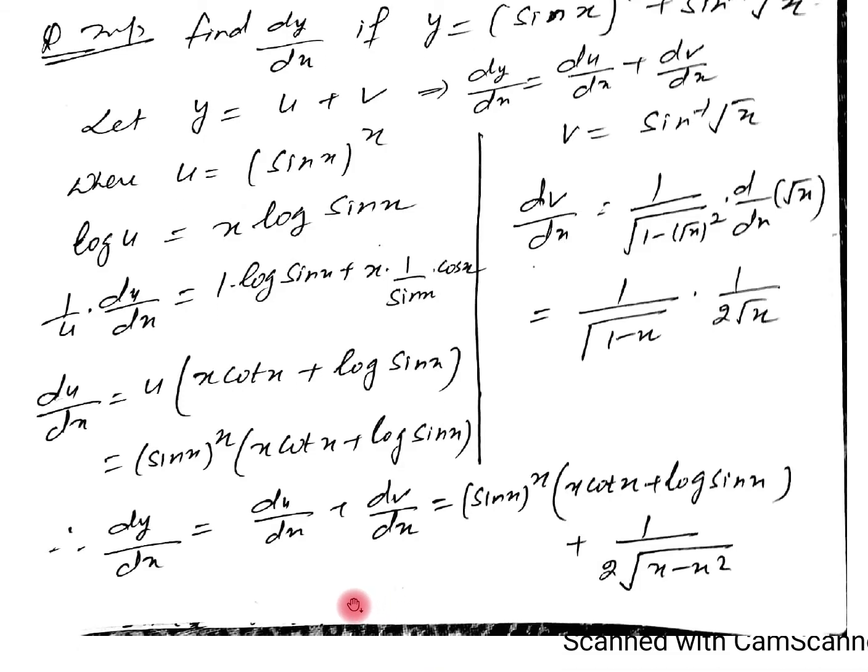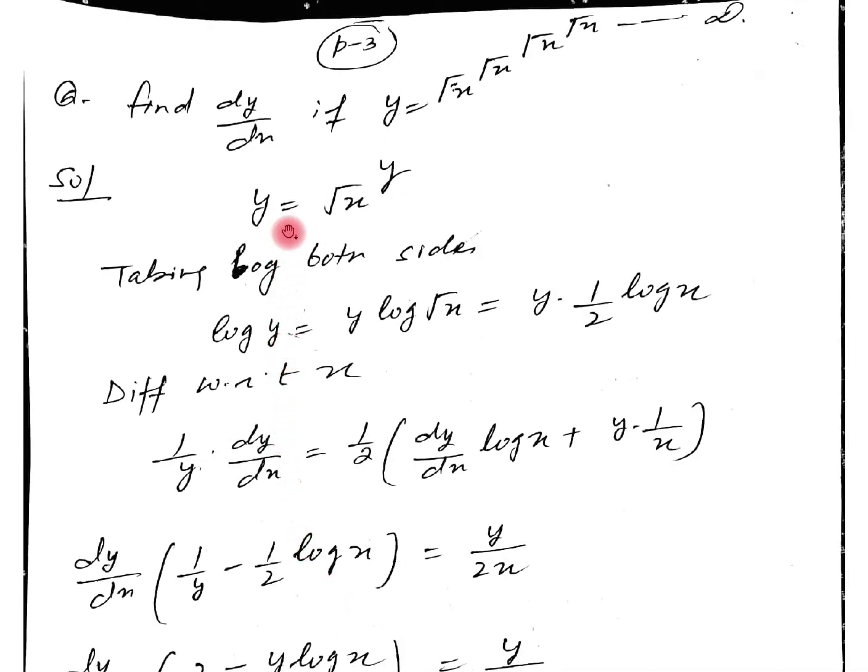Now let us see another question. The question is find dy by dx if y equal to under root x raised to power under root x raised to power under root x raised to power under root x up to infinity. Yesterday also we did a question of this type. Last time we also did a question of this type. Now here again we are using the same point. These are powers of infinitely many similar terms. So we can take one term separate and the remaining terms again can be written as y.